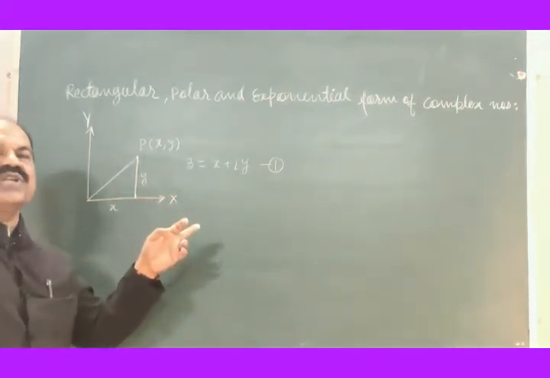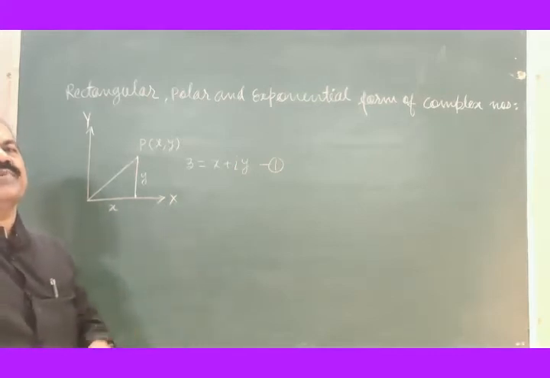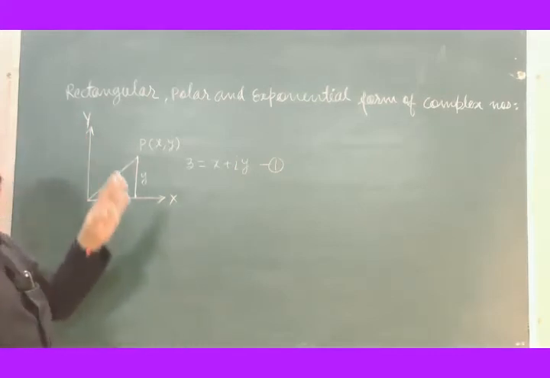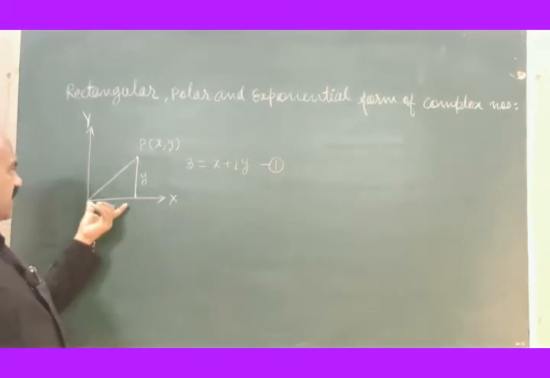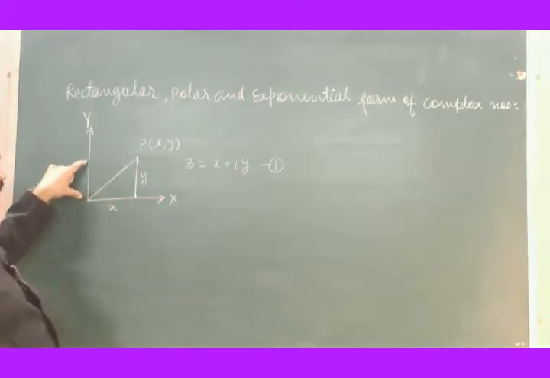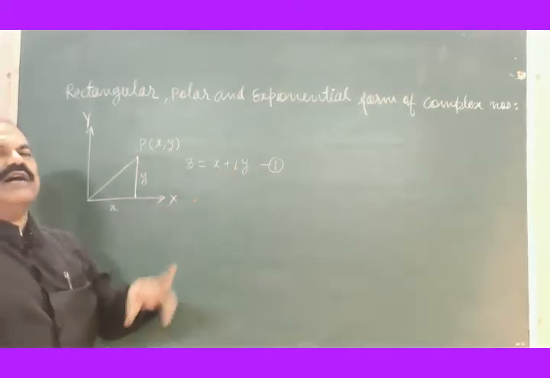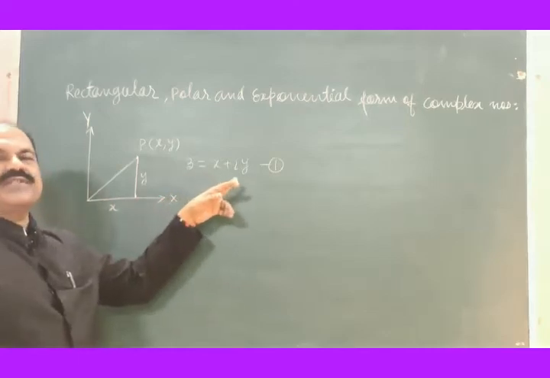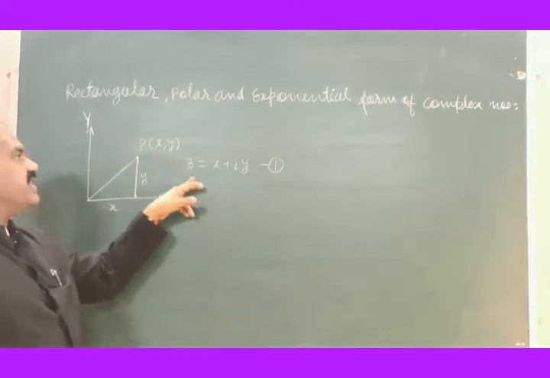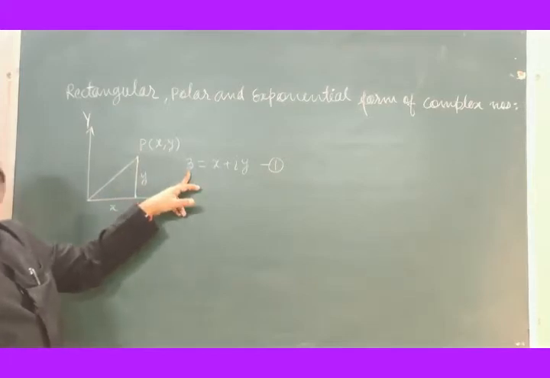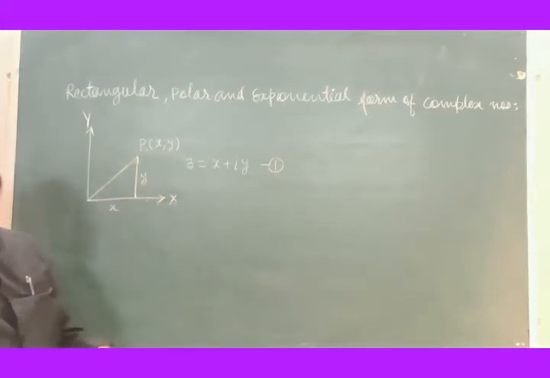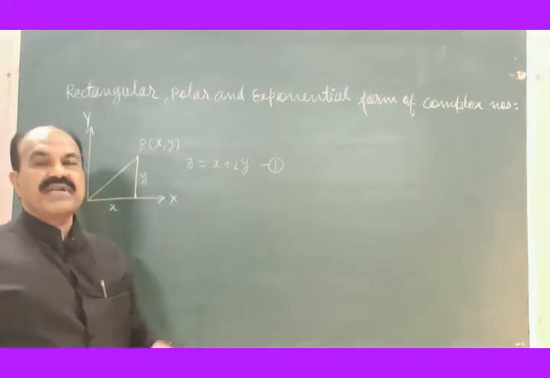X axis is known as the real axis or axis of reals. Y axis is known as the imaginary axis or axis of imaginaries, and therefore this length is simply x, this length is iy. So z is equal to x plus iy. This z is the affix of point P, or the complex number representing point P.